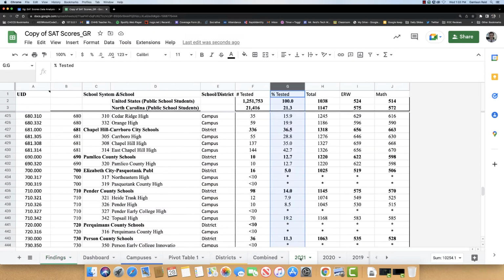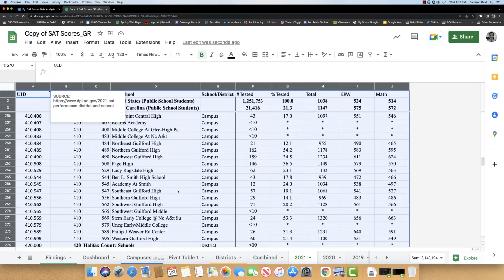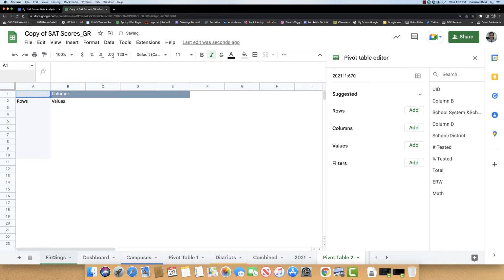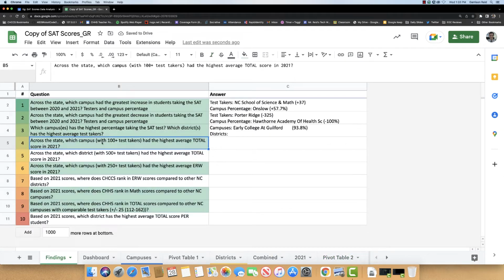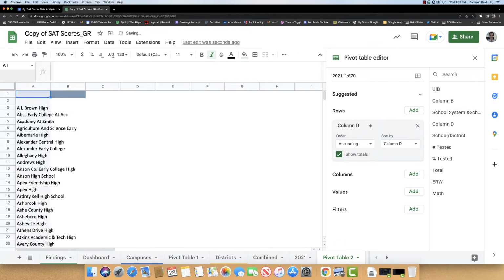So in 2021, here's that table. Okay, so I see all the schools. I'm going to click up in this section over here to grab my data and make another pivot table. The first question is, which campus, so campus is my rows, had the highest average total, so total is my values, with 100 plus. So now I've got some sort of filter. Rows is my campus, that looks good, and total is my values.